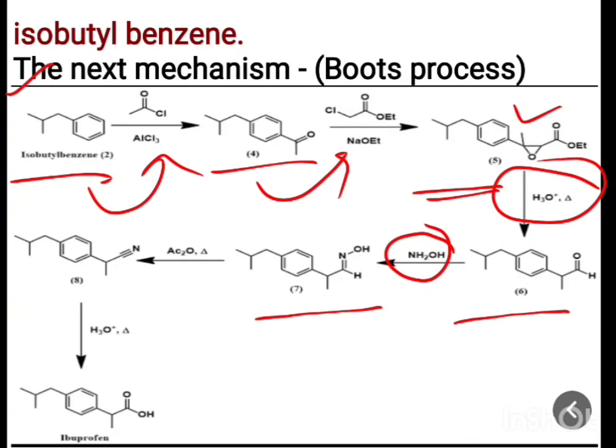Oxime is produced, and then with Ac2O water is released, so a triple bond is produced, and then again H3O+, so we get ibuprofen. Okay, this is the mechanism. This is the famous Boots process.